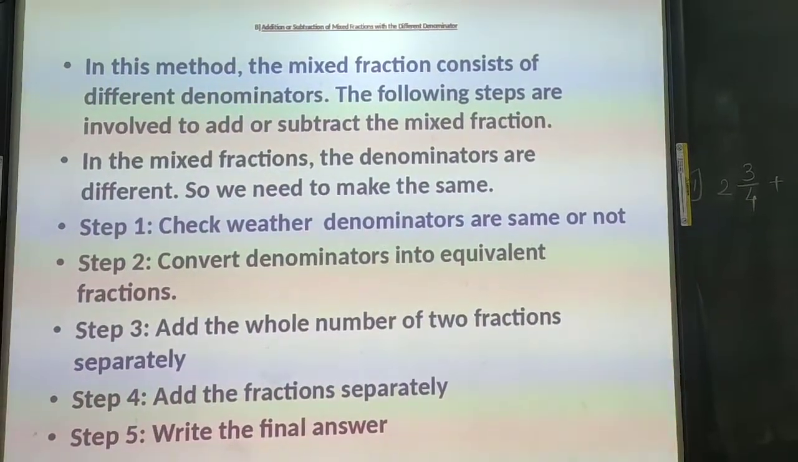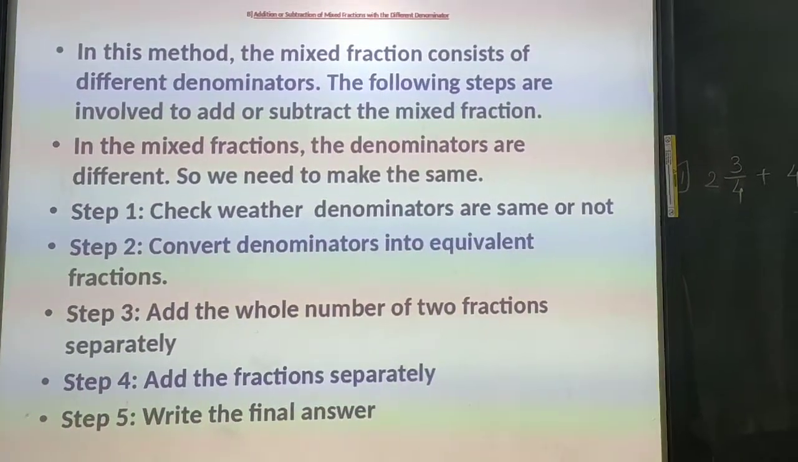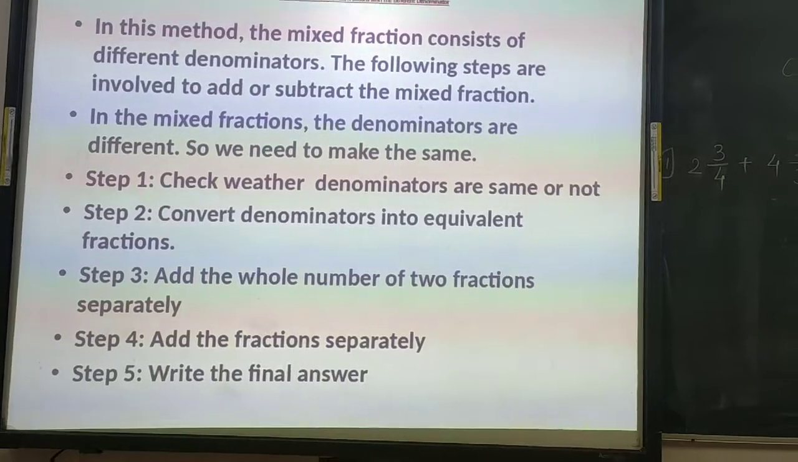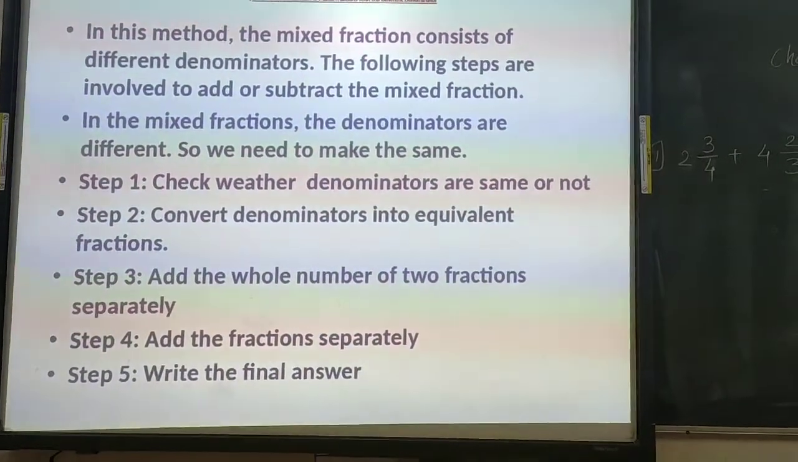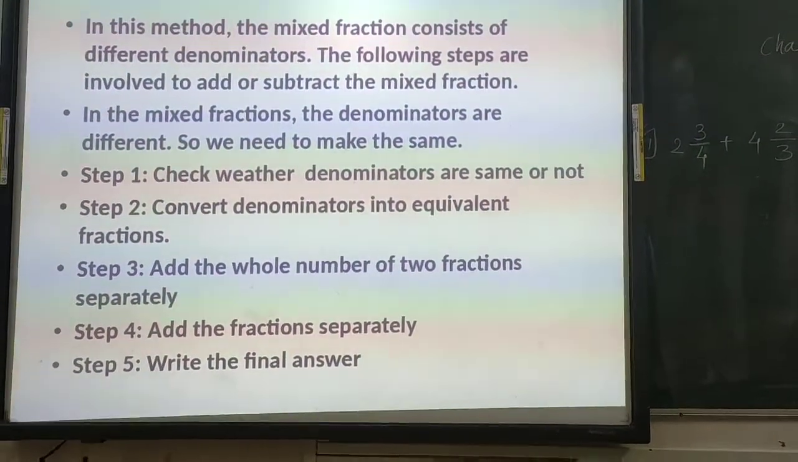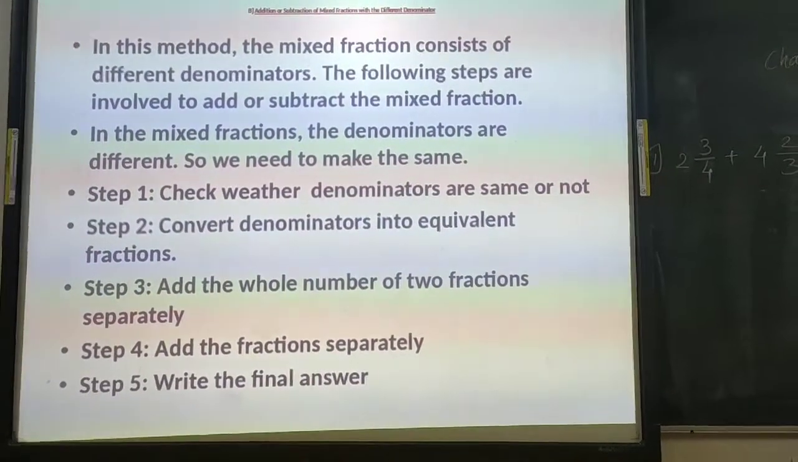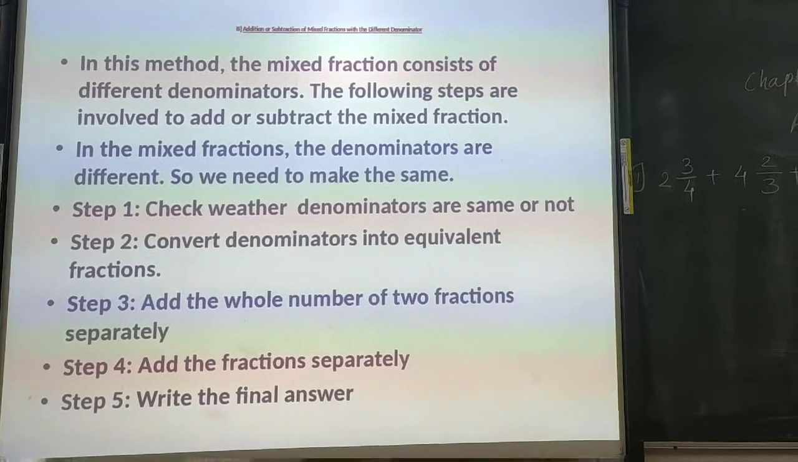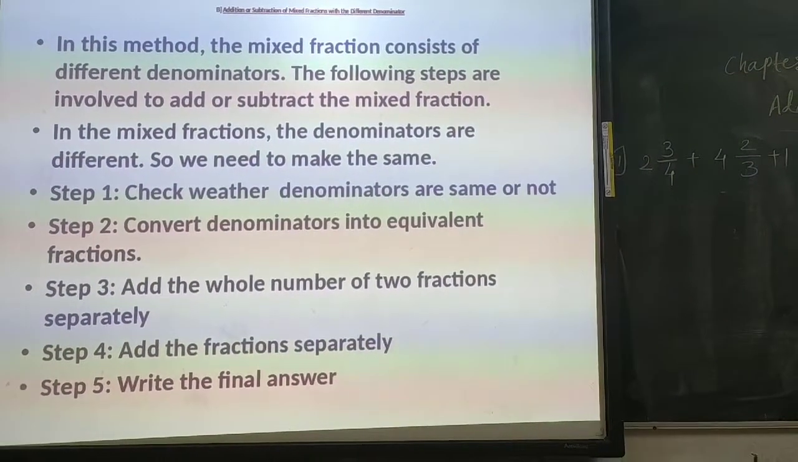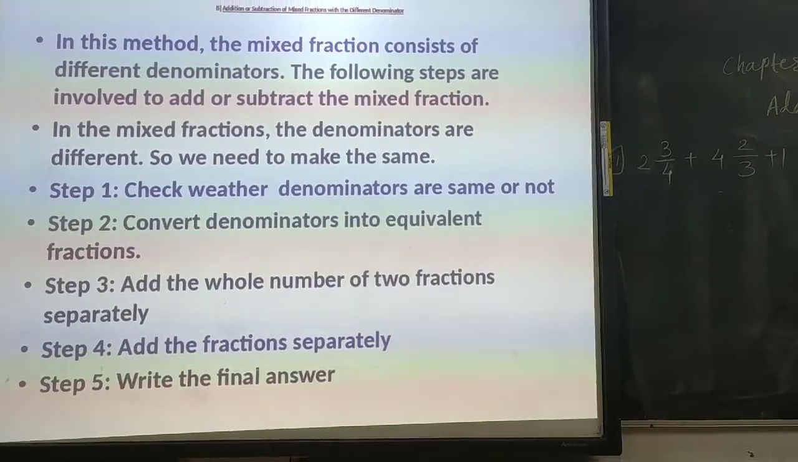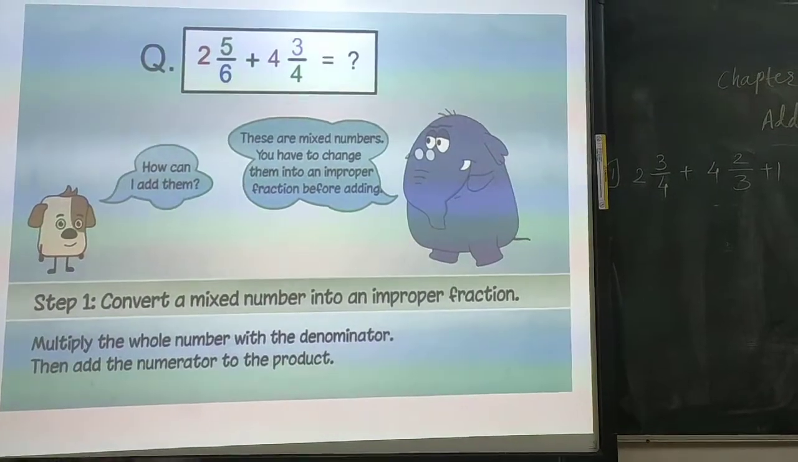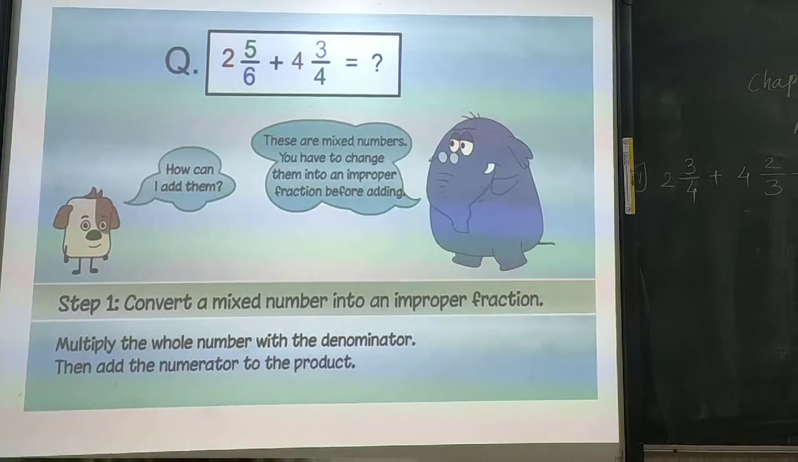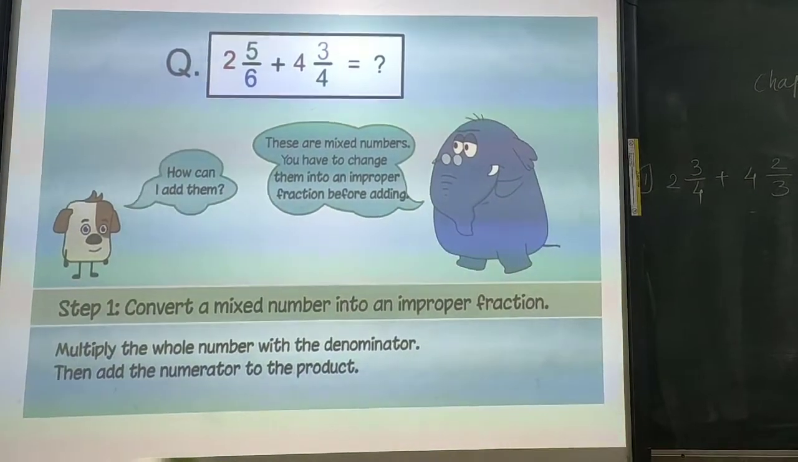Okay, now see what will be the first step? Check whether denominators are same or not. If it is not same, convert denominators into equivalent fraction. Then add the whole number of both the fractions separately, add the fractions separately and write the final answer. Means just now we have seen both the types like that only. See here, 2 5 by 6 plus 4 3 by 4. Now he is asking, how can I add them?